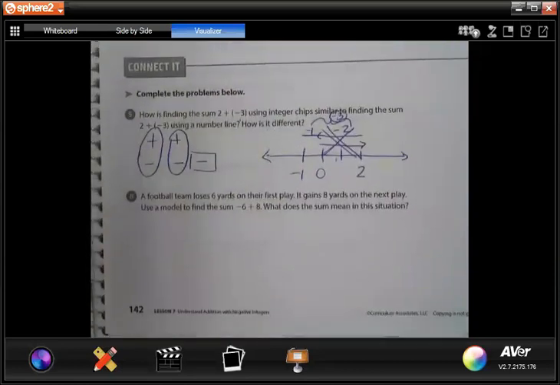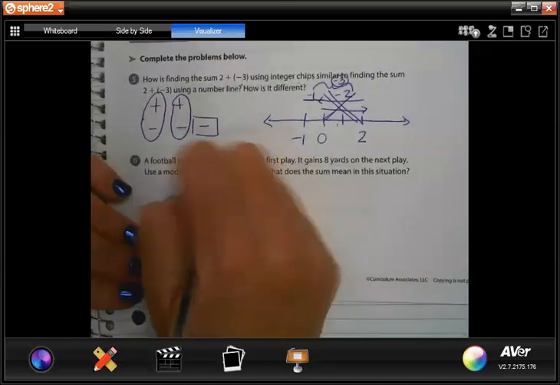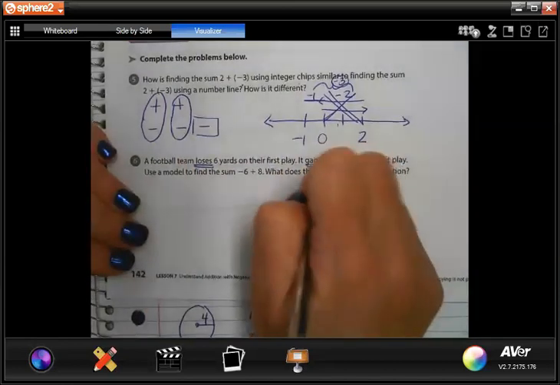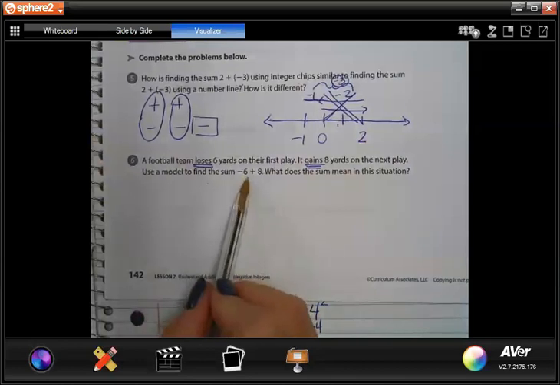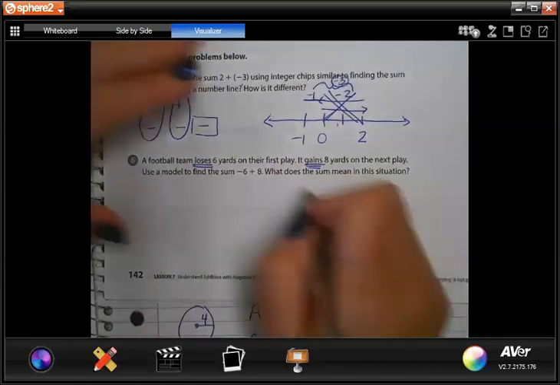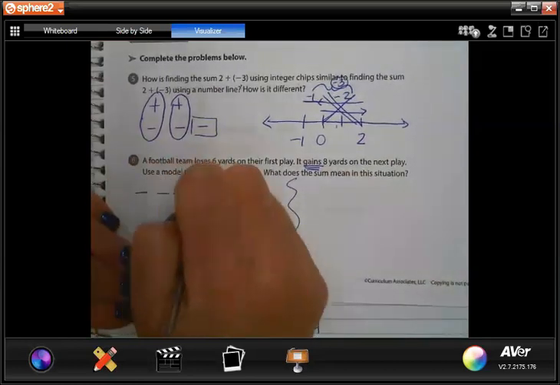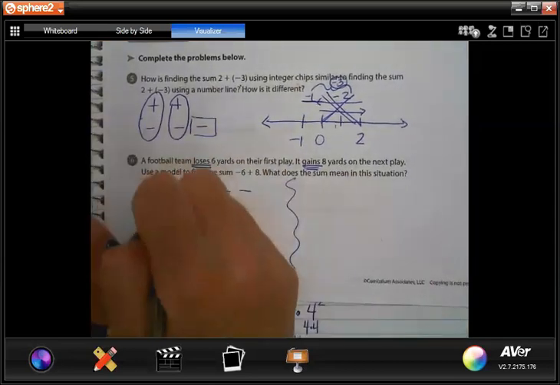All right, so if you look at this final problem, a football team loses 6 yards on their first play and then gains 8 yards on the next play. Use a model to find -6 plus 8. Well, you have 2 choices, people. -6, 1, 2, 3, 4, 5, 6. There's my 6 negative chips. Then I'm adding to it +8.